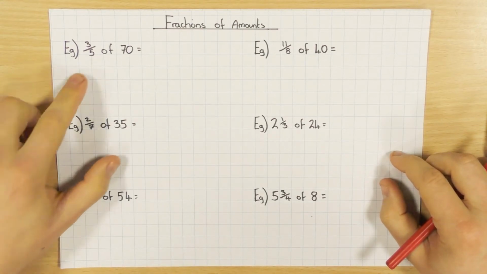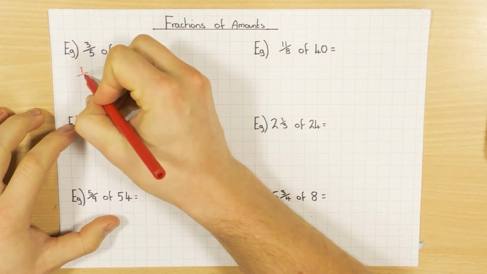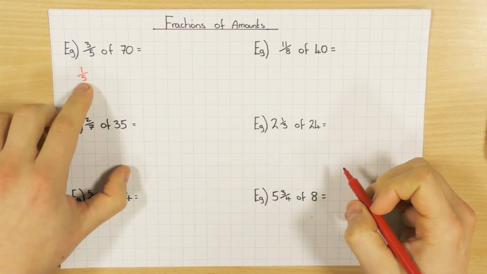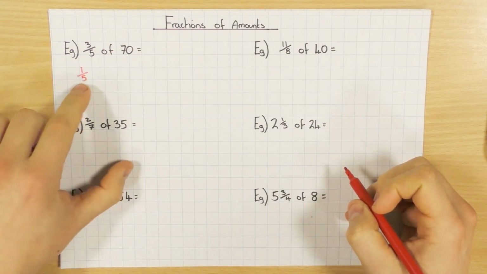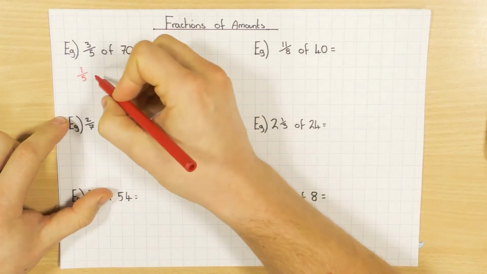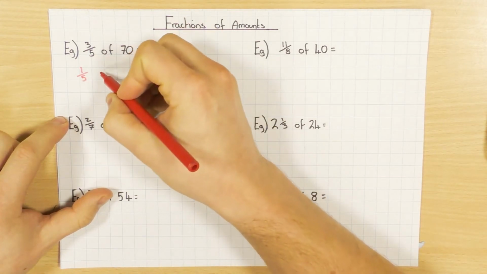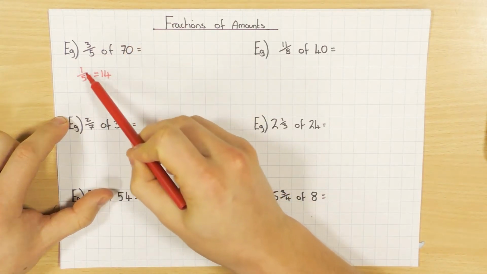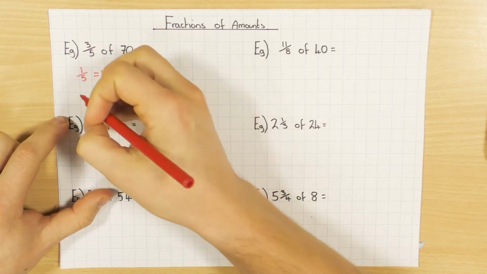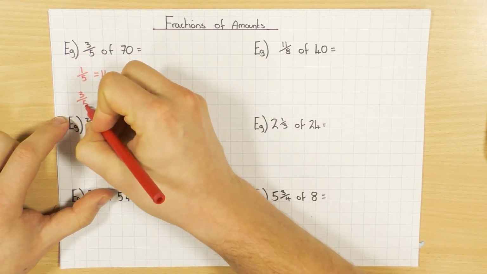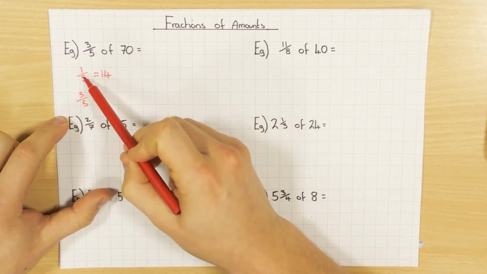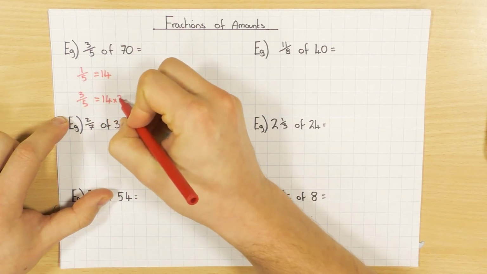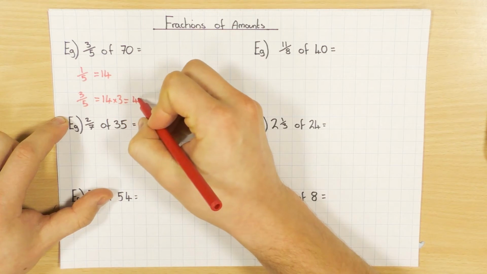So what I want to do first is find out what 1/5 is, and to do that I divide by 5. To find out what 1/5 is, we just divide by whatever number is at the bottom, or the denominator. So 1/5 of 70, I need to divide by 5, which of course will give me 14. Once I've divided by 5 to find out what 1/5 is, I can then find out what 3/5 is by, as you might have already guessed, timesing by 3. So to find out what 1/5 is, 3/5 is just 3 times as big. So I just do 14 times 3, which will give me 42.